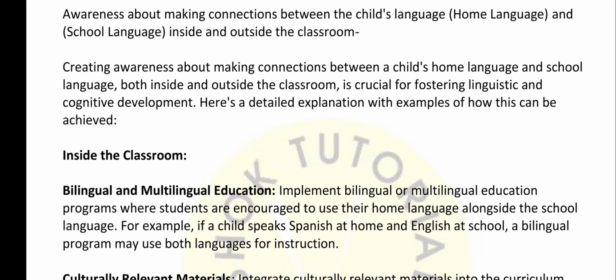Now let us see awareness about making connections between the child's home language and school language inside and outside the classroom.